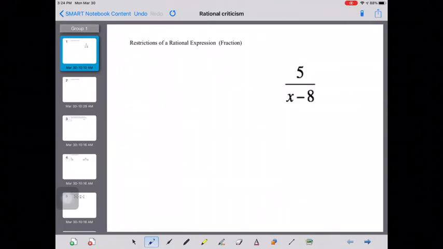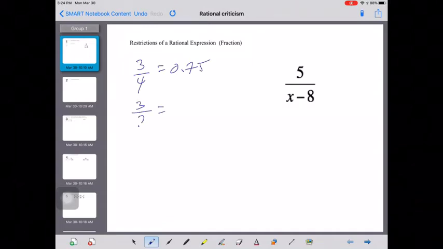So today we're going to talk a bit about rational expressions. A fraction is an example of a rational expression where the numerator and the denominator are specific numbers. For example, 3 over 4. When you put that in your calculator, 3 divided by 4 gives you 0.75.